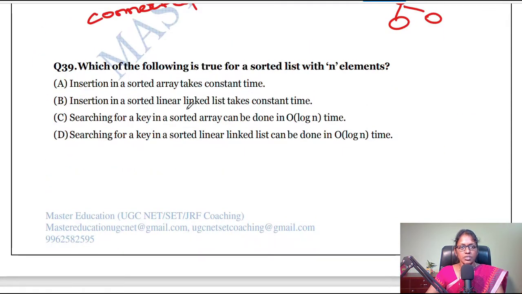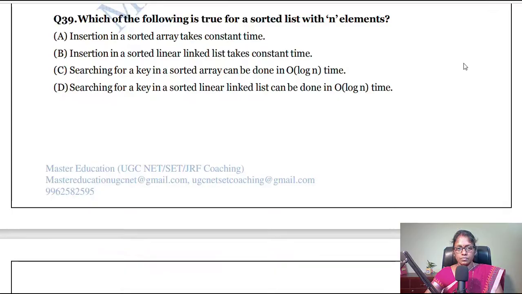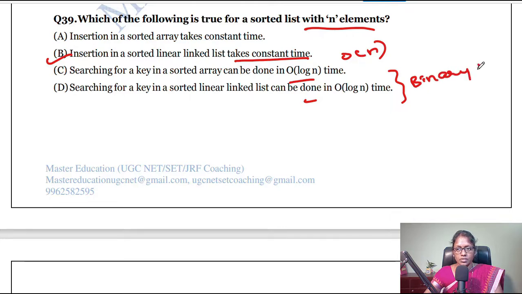The next question is, which of the following is true for a sorted list with n elements? Insertion in a sorted linear linked list takes constant time. If you want to insert n elements, it will take O of n. It will take some constant time. So O of log n will come at the time of a binary search tree.